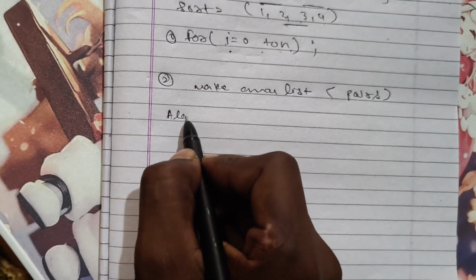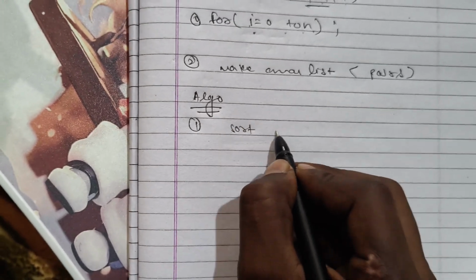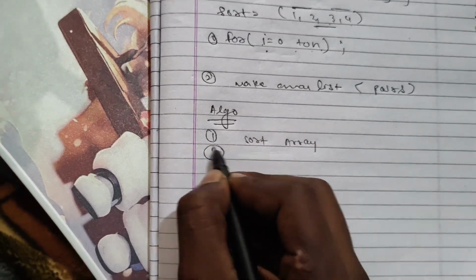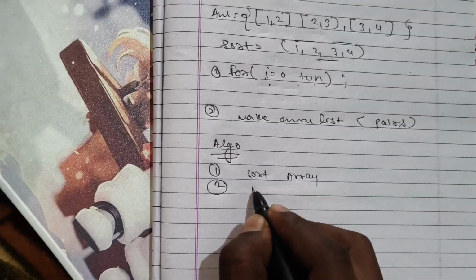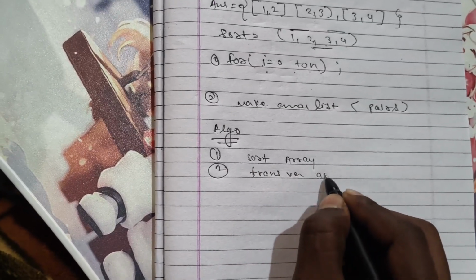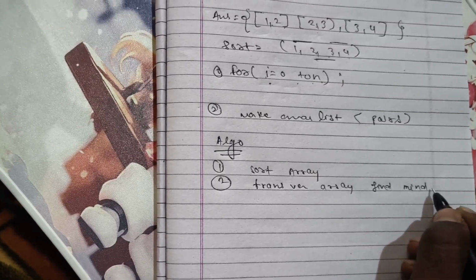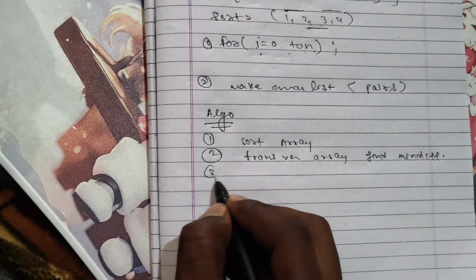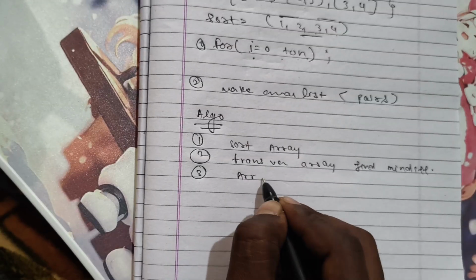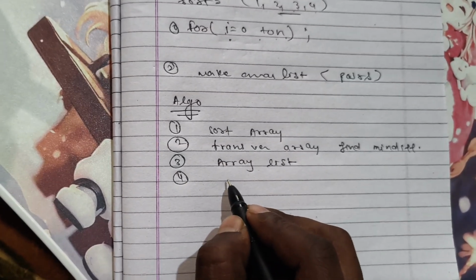So what is the algorithm? First we sort the array. After sorting, we traverse the array and find the minimum difference. Next we make an array list. Next, after this, we find the pairs.